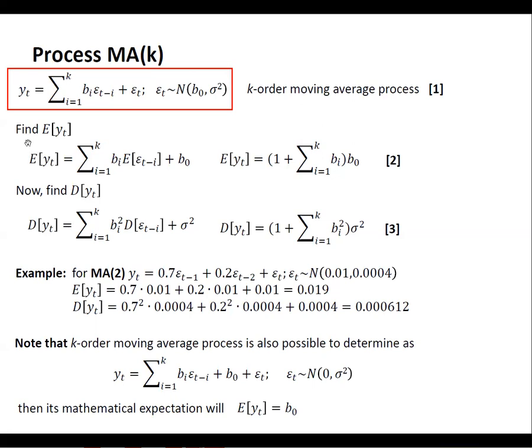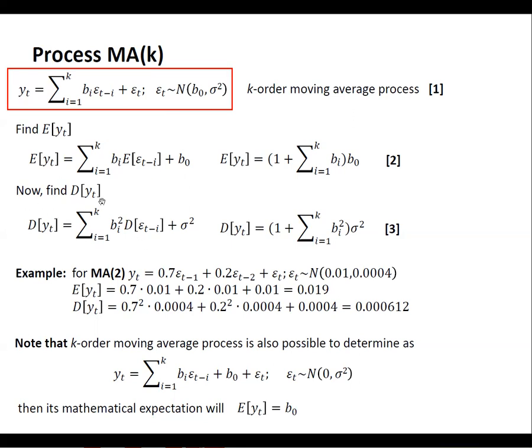So our task is to find the expectation of the stationary time series yt. Applying the formulas described above, we get that the expectation of yt is equal to the sum of the MA coefficients multiplied by the expectation of epsilon with lag j, plus the constant b0, that is the expectation of epsilon t. Then we put b0 out of brackets, because the expectation of epsilon with lag j is also equal to b0 due to stationarity. We get equation 2.